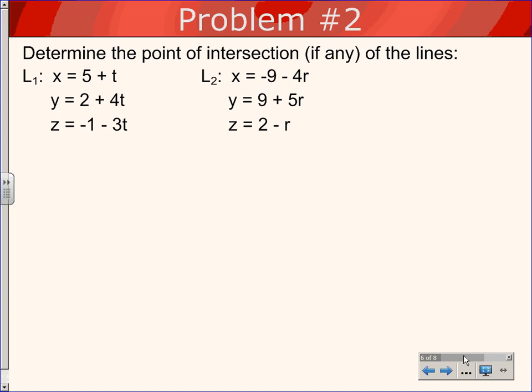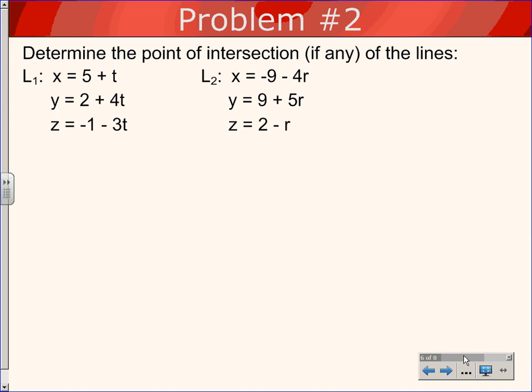This one can be a long one. It says determine the point of intersection, if any, of the lines. So there's two lines given. Notice I gave them to you right away in parametric form. I didn't need to do that, just saves us a step. So we did parametric form. Notice I've got the t and the r, so I've got different values again. We're trying to find the point of intersection, and it says if any.